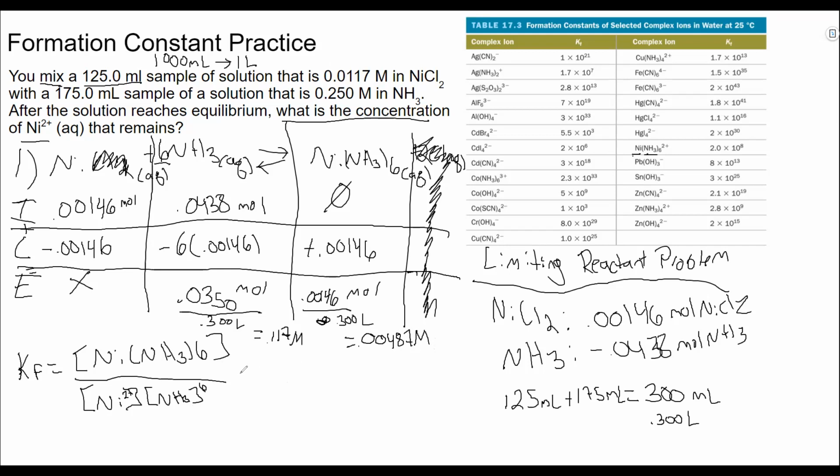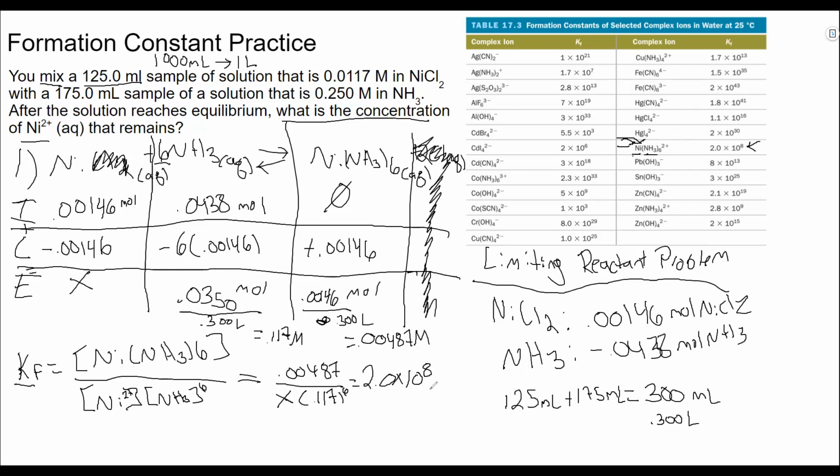All right, so I'm going to take these concentrations and I'm going to plug them into my Kf expression. So my numerator is 0.00487. My Ni 2+ is x. That's what we're solving for. My NH3 is 0.117 raised to the power of 6. That's equal to Kf. So we go back to our table for Ni(NH3)6, and we see Kf is 2.0 times 10 to the 8. I got that from my table up here.